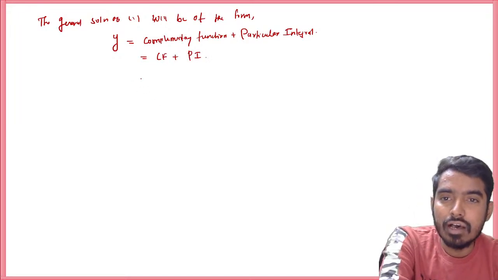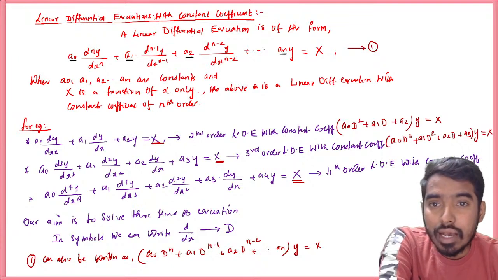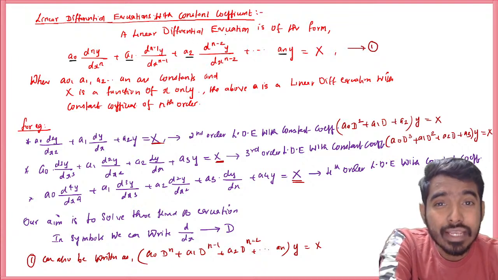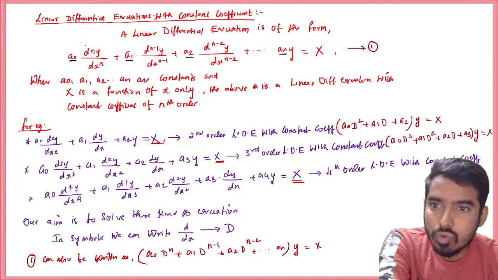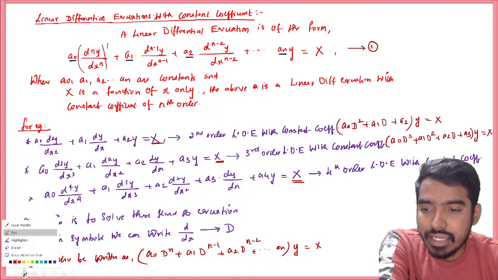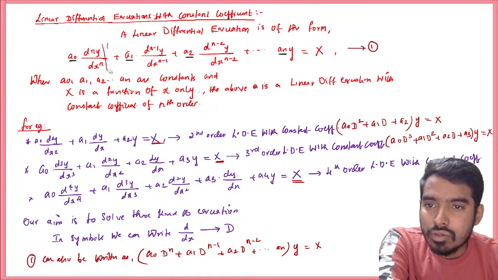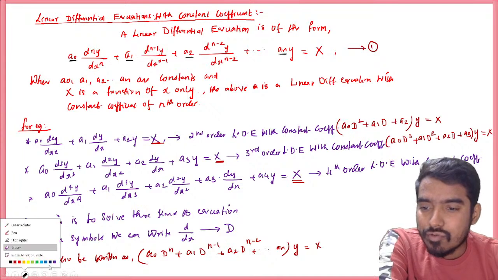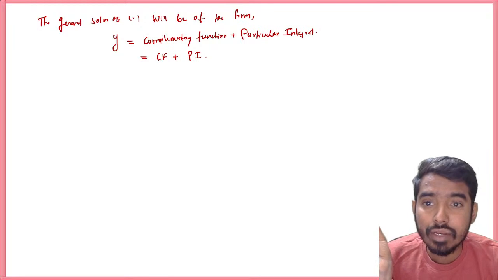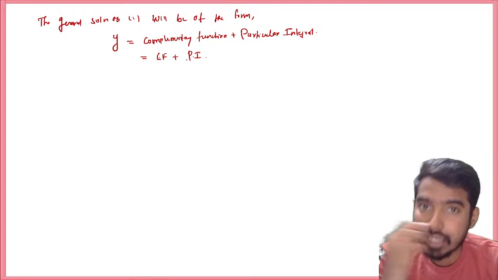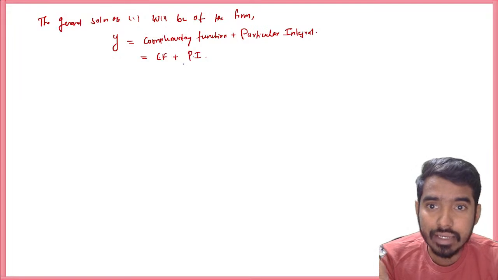So a general solution of a linear differential equation. Why am I saying linear? Because the degree is one for all. Even though it is nth order, the degree, that is the whole power, is one for all. So we're going to call that linear. So a solution will be of the form y is equal to CF plus PI. Now we need to find the complementary function and particular integral, and add them up to find a solution.